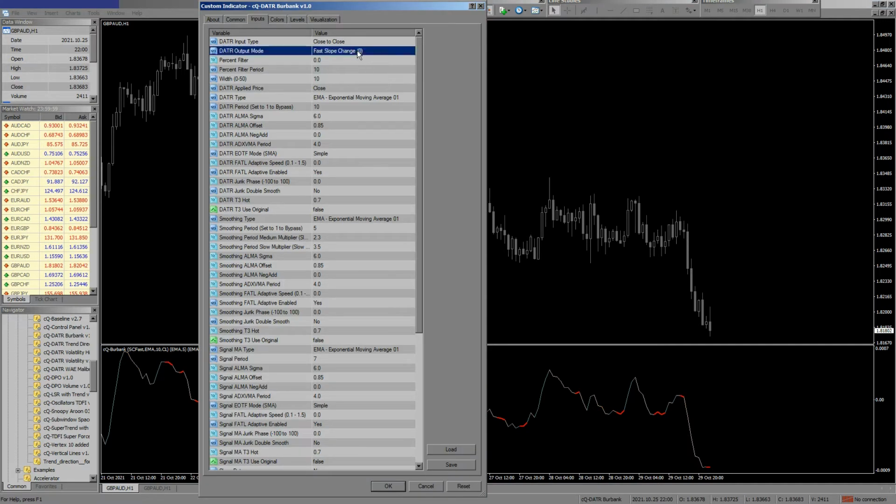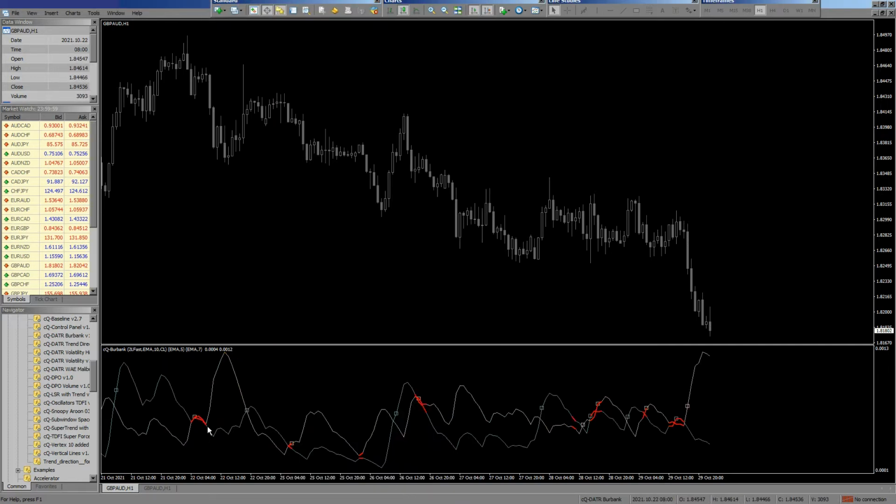And then we have the DATR output modes. There's two sorts, fast and slow. Slope change is the first one. Two lines cross, signal cross, and zero line cross. And there's a fast and slow version for each of those. Right now, this is the fast slope, and this is the fast two lines cross.